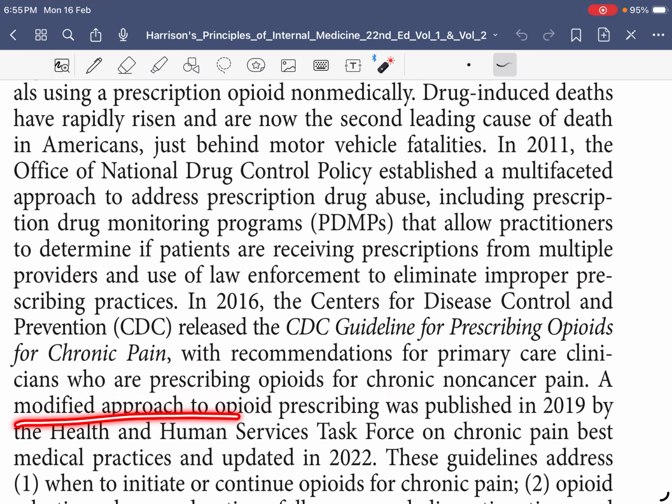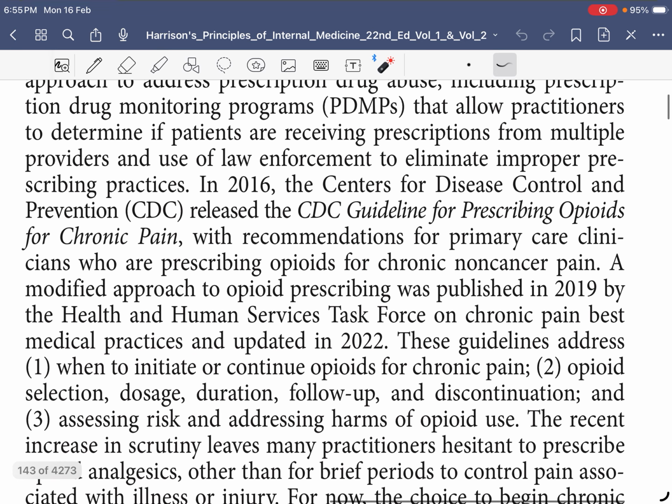A modified approach to opioid prescribing was published in 2019 by the Health and Human Services Task Force on Pain Management, Best Practices, and updated in 2022. These guidelines address: number 1, when to initiate or continue opioids for chronic pain; number 2, opioid selection, dosage, duration, follow up, and discontinuation; and number 3, assessing risk and addressing harms of opioid use.